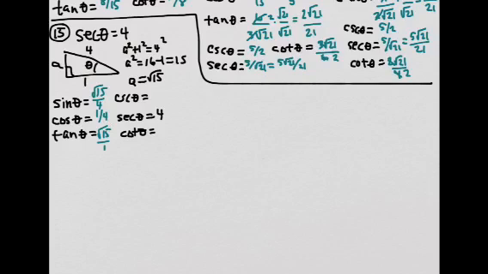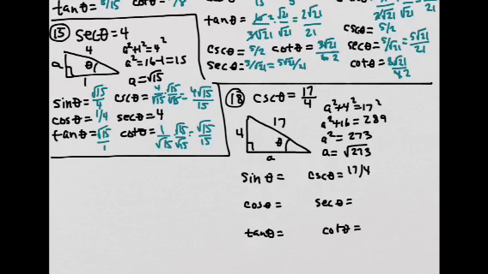Cosecant, reciprocal of sine, so that's going to be 4 over radical 15, but we rationalize it. And so this is 4 radical 15 over 15. Okay, and these numbers are 15s. I know they're hard to read. So 4 radical 15 over 15, and then 1 over radical 15, which you rationalize. So it's radical 15 over 15.